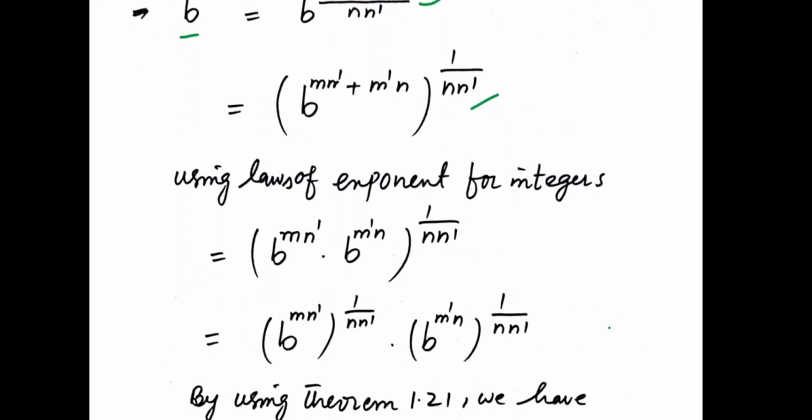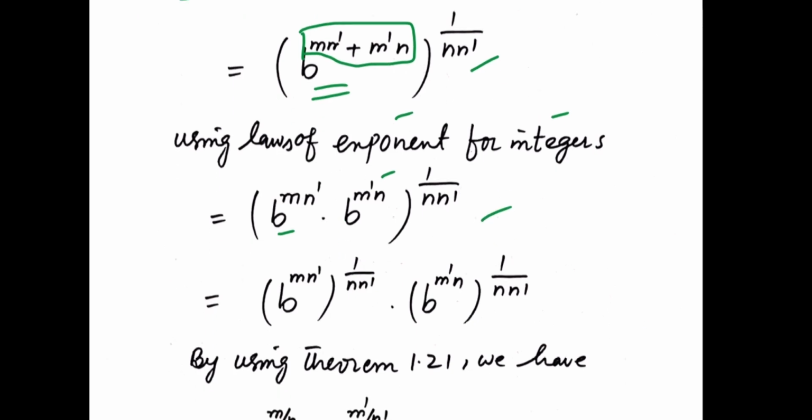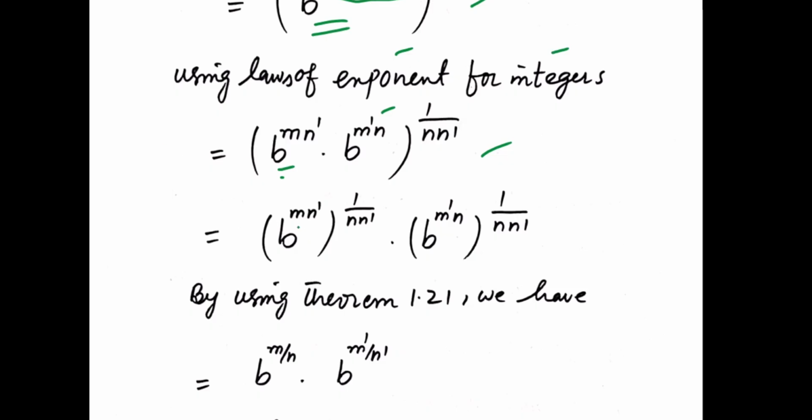Now for this inner term, I am applying the law of exponents for integers, because this is the sum of integers and the law of exponents already holds for integers. So I can break this sum as b raised to power m into n dash, into b raised to power m dash into n. By the existence of the root, I can separate the root of this product: m into n dash, whole power 1 over n into n dash, b raised to power m into n, m dash into n.